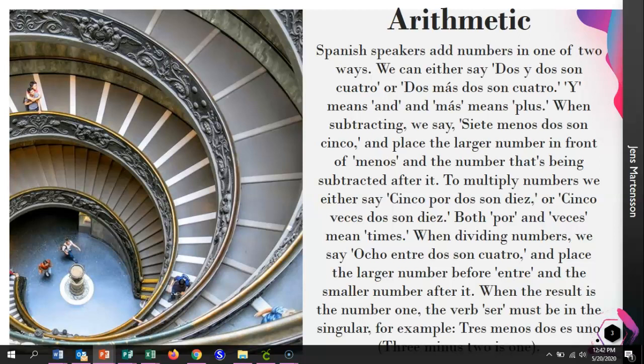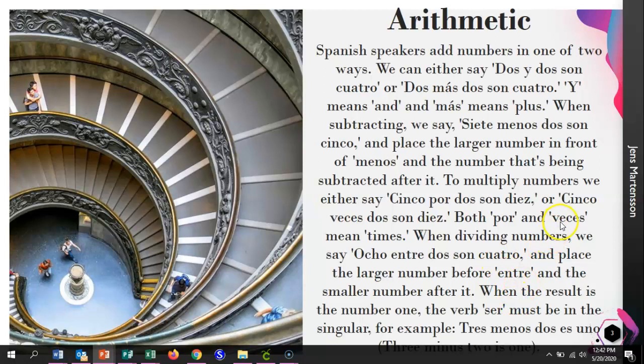When dividing numbers, we say ocho entre dos son cuatro. Let's look at this again. Ocho, 8, entre means divided by 2, son equals cuatro, 4. Place the larger number before entre and the smaller number after it. As we see here, ocho comes first and then cuatro next.